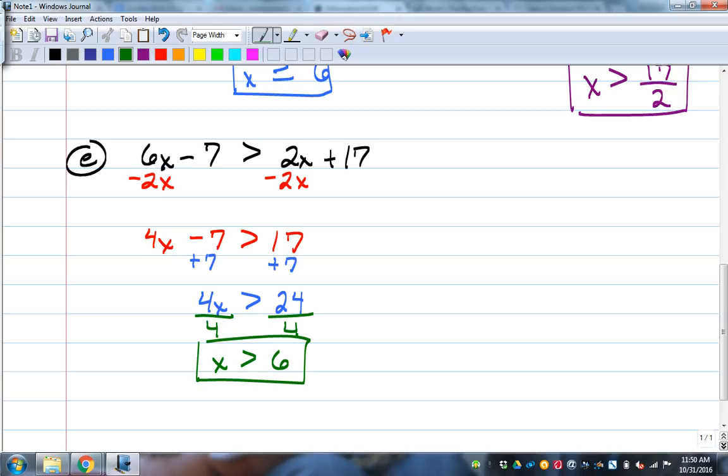You could have done it in a different order. Don't have to move the 2x first. If you move the 7 first and then move the 2x, that's fine. Either way, no matter what order you do it, if you do it correctly and get the variable to the left side for the final answer, x is greater than 6 is the correct solution for that. Okay.